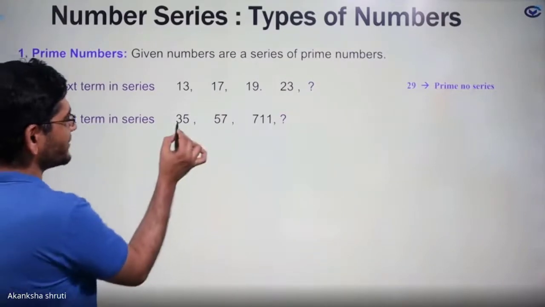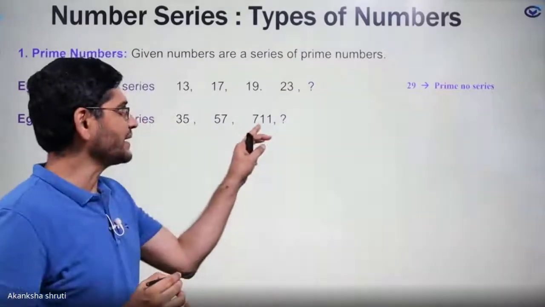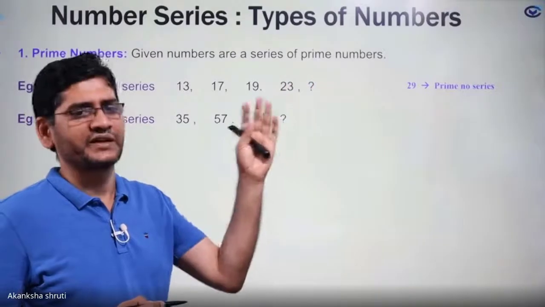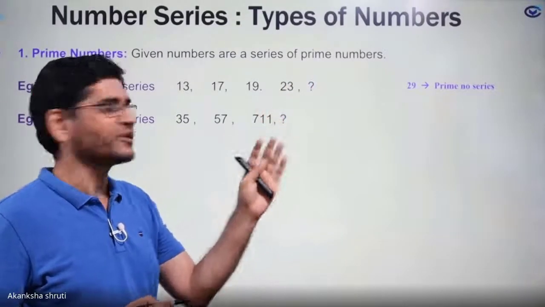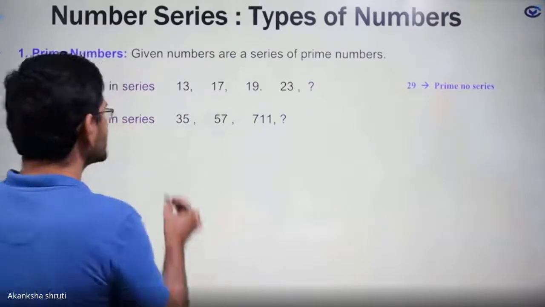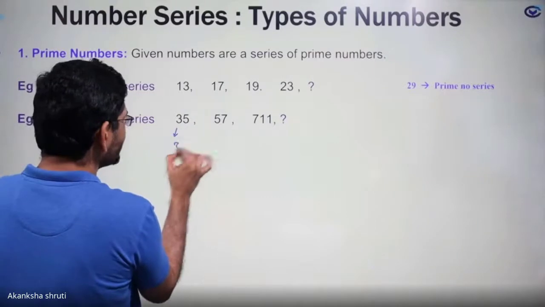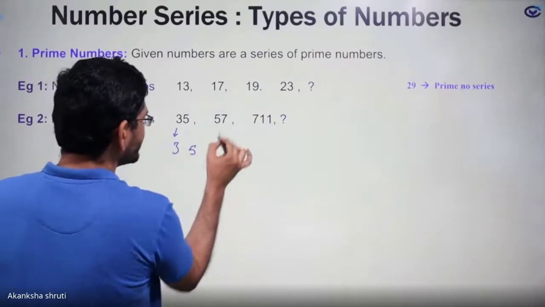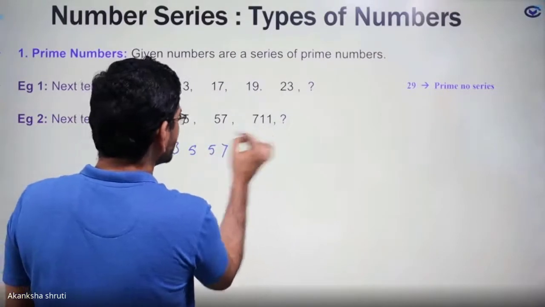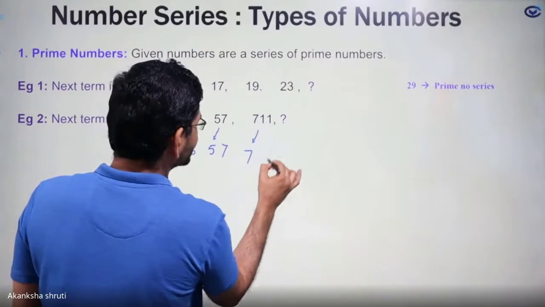Here we are observing it is 35, 57, 711. This 711 means the variation is very, very large, which is almost unpredictable. In such a situation, observe the number first carefully within the digits. So here 35 is like 3 and 5, this collection. 57 is like 5 and 7. 711 is like 7 and 11.